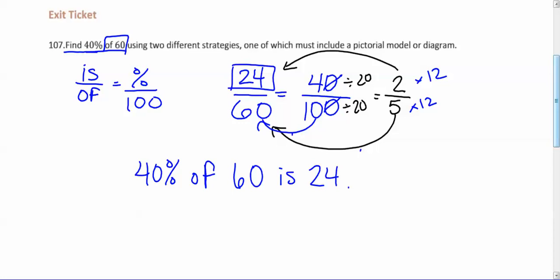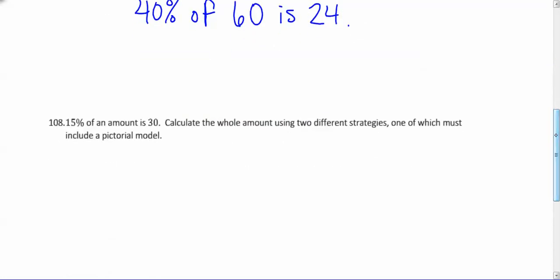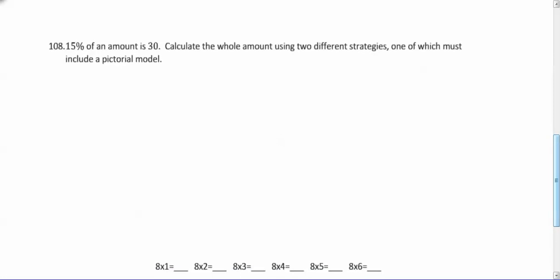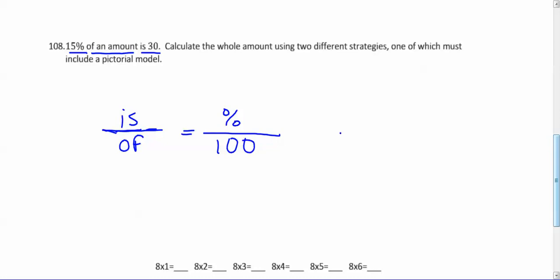All right, let's go to the bottom example here. It says 15% of an amount is 30. Okay, whoops, I just drew that with my sleeve. All right, line equals line. We're going to write is over of equals percent out of 100. All right, put the 100 down because that's a given. All right, so what other percent have we been given there? 15, so we can put that right over the 100.